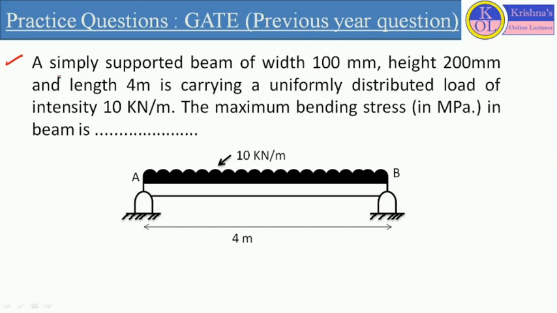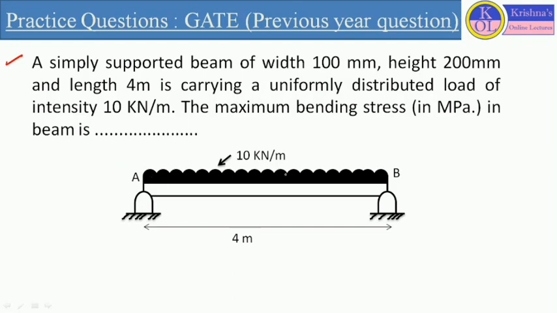This particular practice question is related to shear force diagram and bending moment diagram. The numerical is: a simply supported beam of width 100 mm, height 200 mm and length 4 meter is carrying a uniformly distributed load of intensity 10 kilonewton per meter. The maximum bending stress in the beam is.